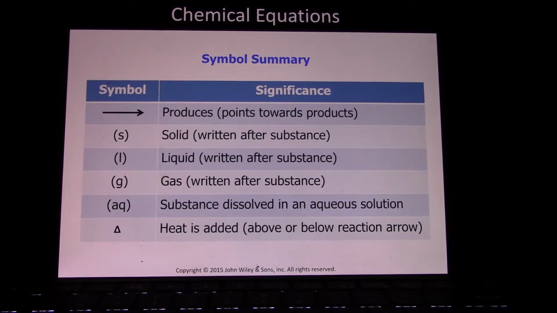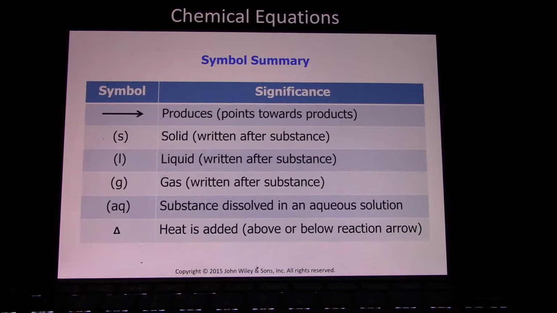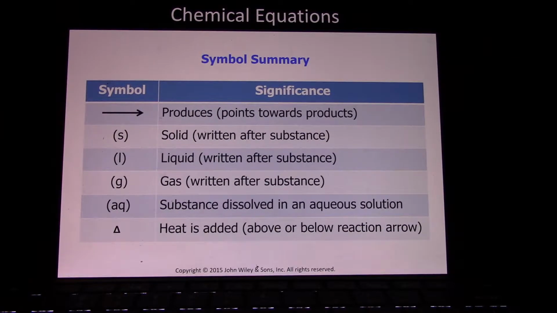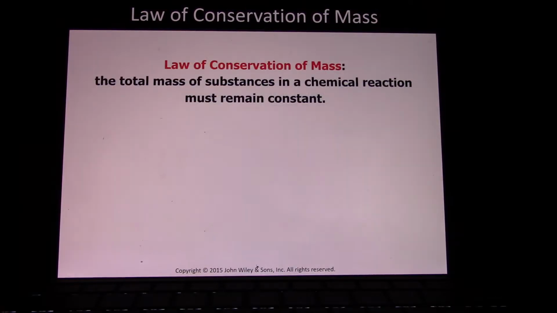And again, we can read the arrow as produces or yields. Reactants are on the left side of the arrow. What you produce is on the right side of the arrow. And then we put the state of matter in parentheses: solid, liquid, gas, or aqueous, which means it's dissolved in water. And then the delta sign is for heat.